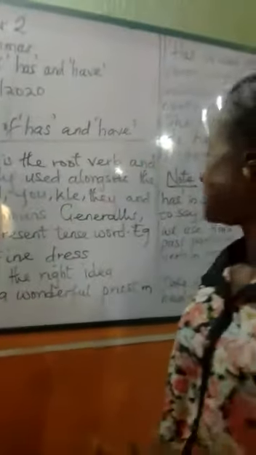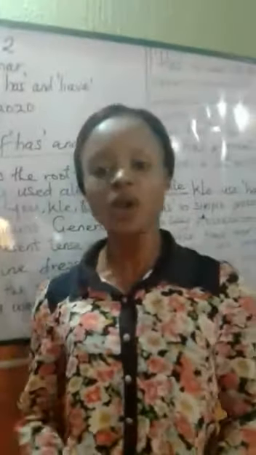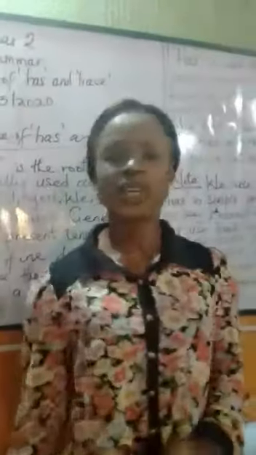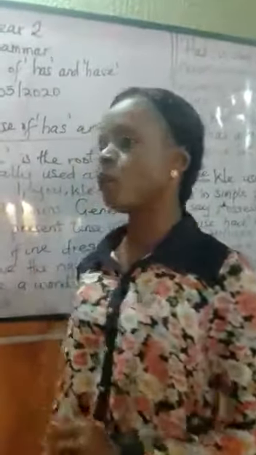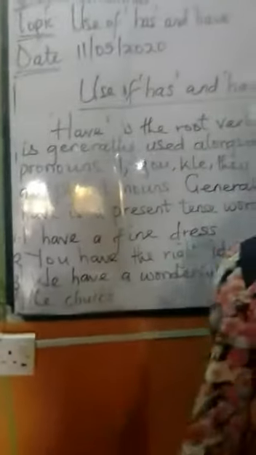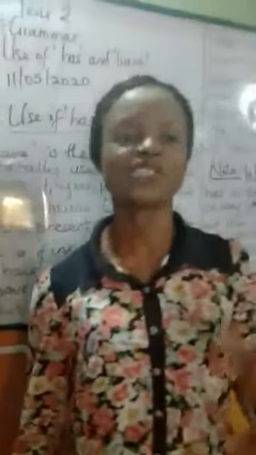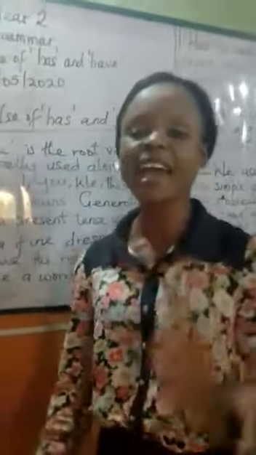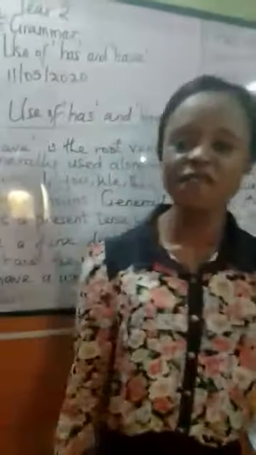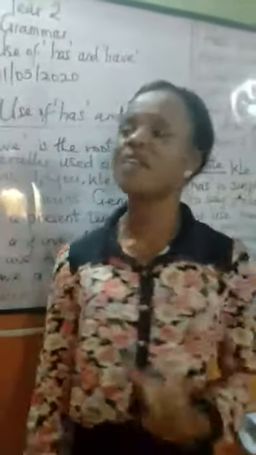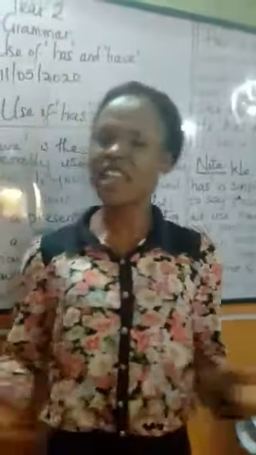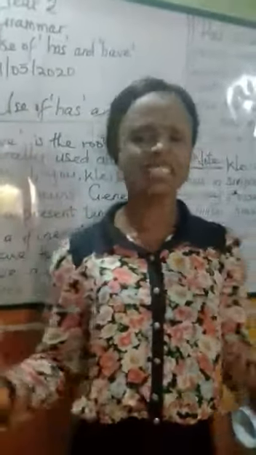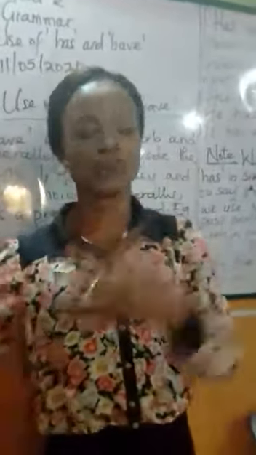Generally, have is a present tense form word. I'm going to the examples. Number one example, I have a fine dress. You don't say I has a fine dress. That is totally wrong. You say, I have a fine dress. You have a fine dress. They have some fine dresses, because there are many. It's a plural pronoun.